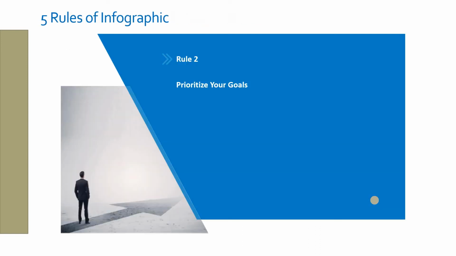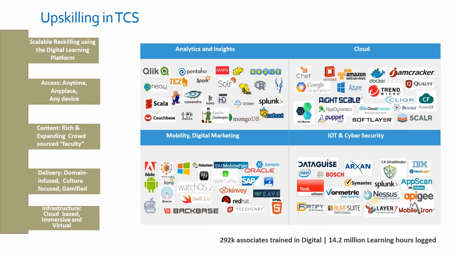Next, rule 2 is prioritize your goal. So what is your goal? Focus always on a goal. This is the second rule, a rule you should also put in your life: always focus on a goal. So what is a goal?